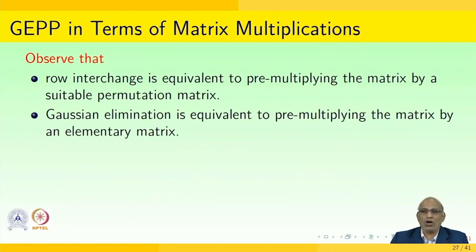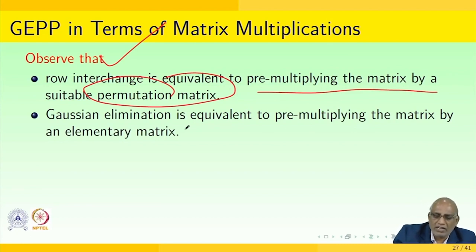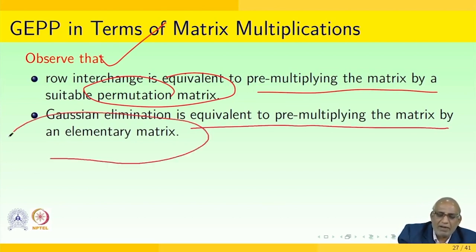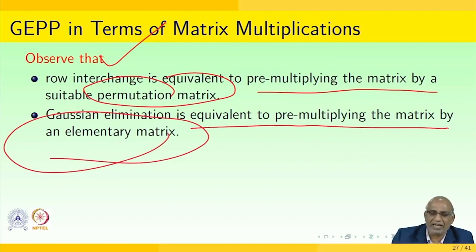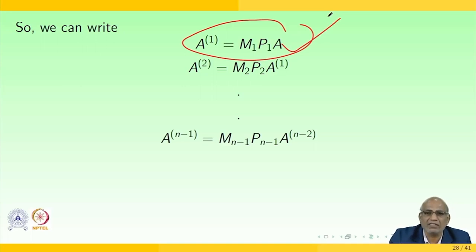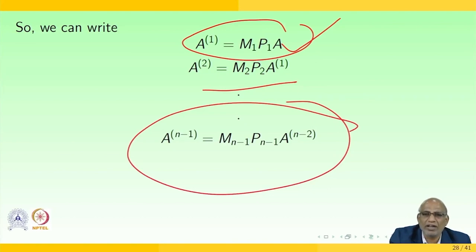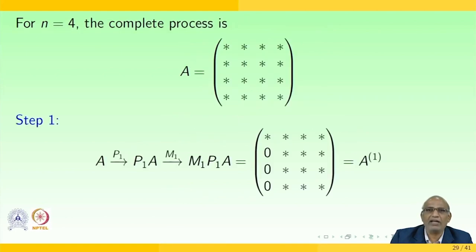So Gaussian elimination with partial pivoting, in terms of matrix multiplication, we can make the following observations. Row interchange is equivalent to pre-multiplying the matrix by a suitable permutation matrix. Gaussian elimination is equivalent to pre-multiplying the matrix by an elementary matrix, as we have seen in the previous case. So, we can write A1 is M1 times P1A, where P1 is a permutation matrix. A2 is equal to M2 into P2A1. Like that, you will get An minus 1 is equal to Mn minus 1, Pn minus 1, A raised to the power n minus 2.